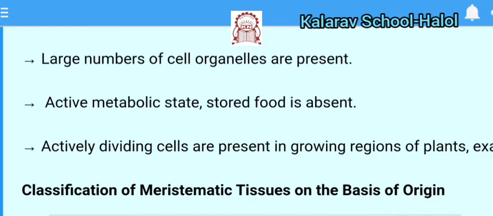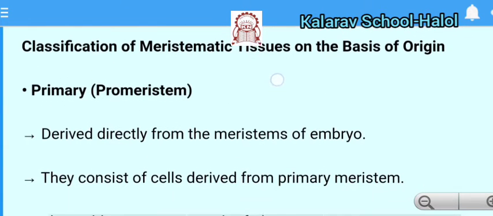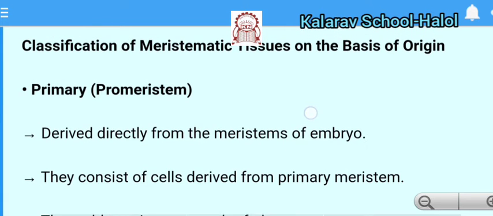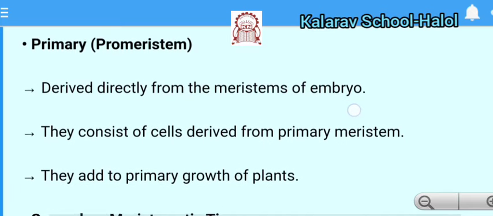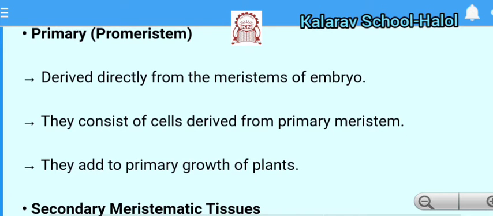So meristematic tissue, on the basis of their origin, is classified as number one, primary. It is also called promeristem. So derived directly from meristem of embryo. So it is the primary. So they are obtained from embryo. They consist of cells derived from primary meristem. They add to primary growth of plant.